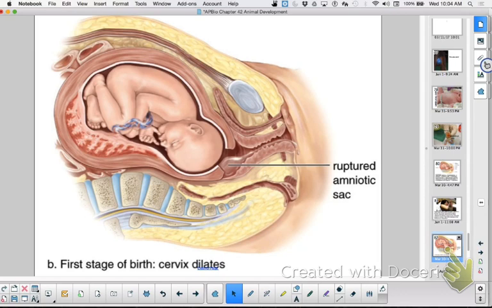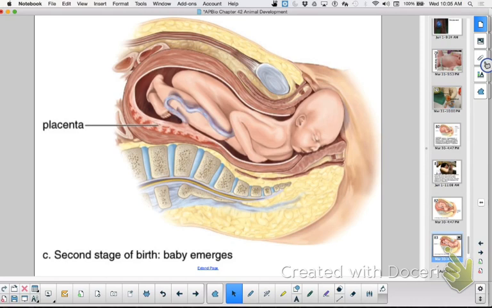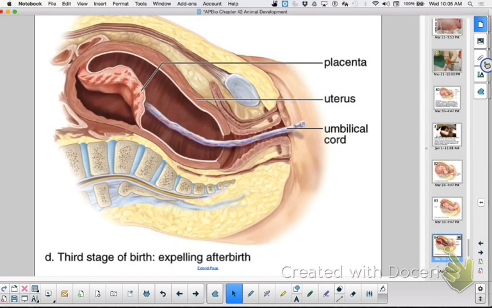It's awesome. So stage 1, the amniotic sac's going to break, out comes the fluid. Stage 2 is the baby, stage 3 is the placenta.